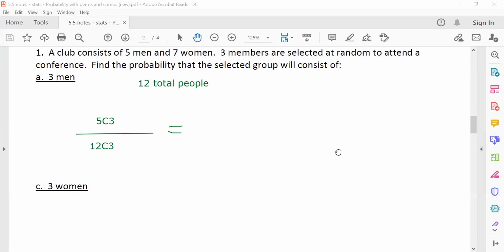So 5C3 is going to be 10. 12C3, you need to go run a quick calculation. 12C3 is going to be 220. So in total, our probability is going to be 10 divided by 220, which is about not even 5%. Something like that, under 5% chance.